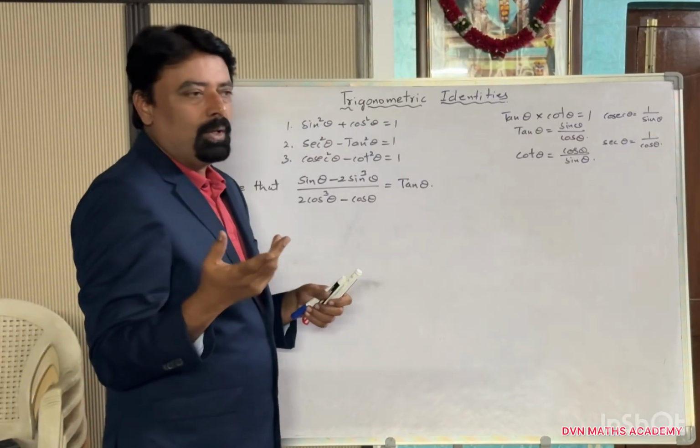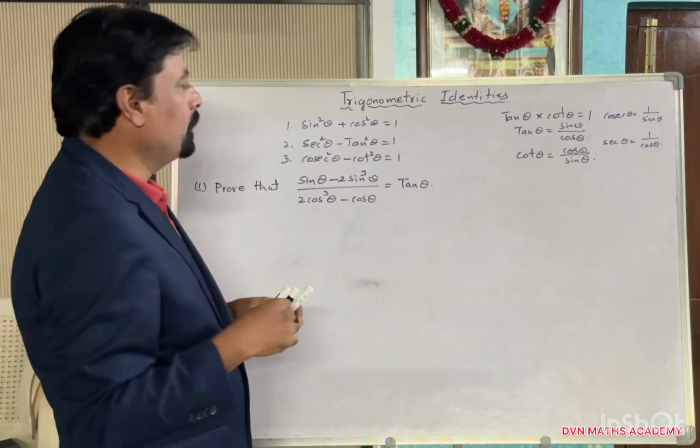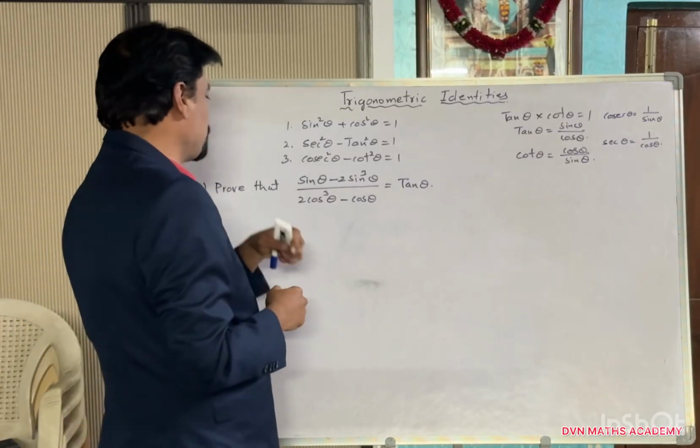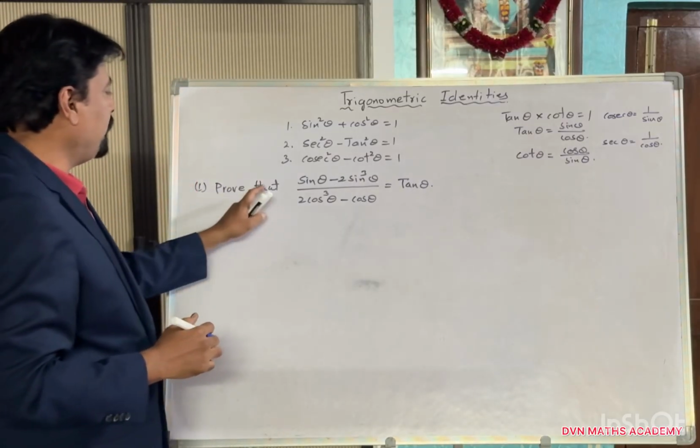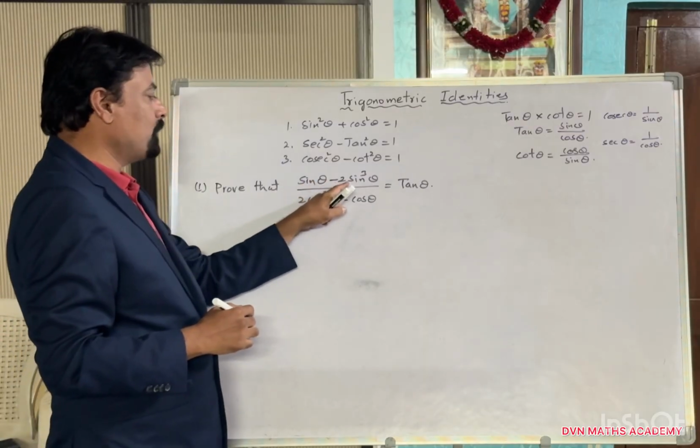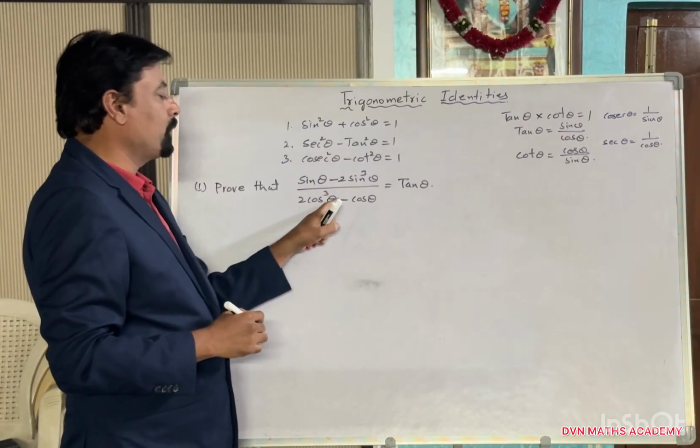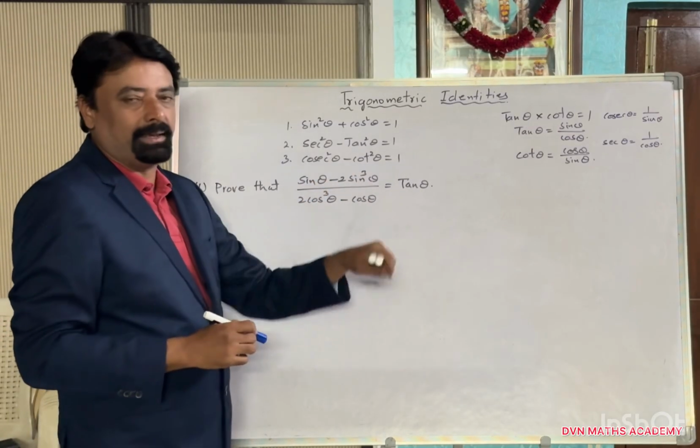So how to prove? What is the process? I will tell you by taking some questions. Here my first question is, prove that sin theta minus 2 sin cube theta by 2 cos cube theta minus cos theta is equal to tan theta.